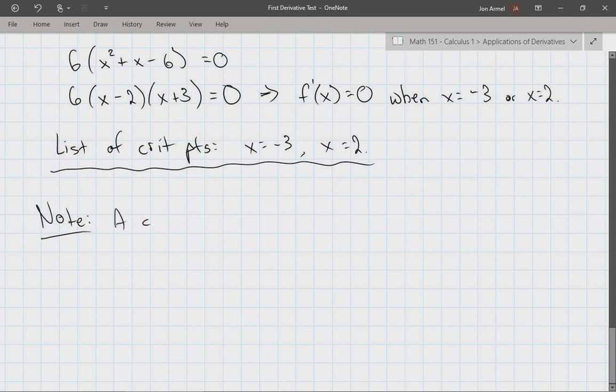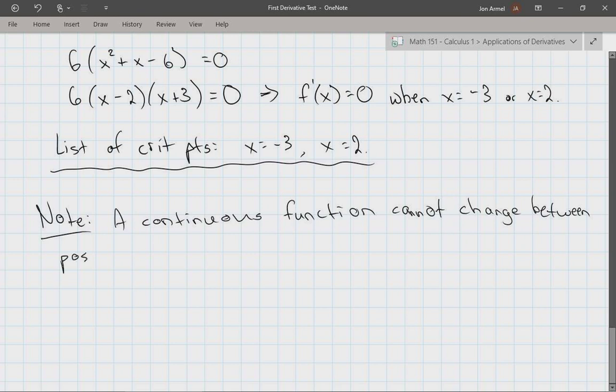A continuous function cannot change between positive and negative, I could say change sign, I guess, between positive and negative without going through 0.